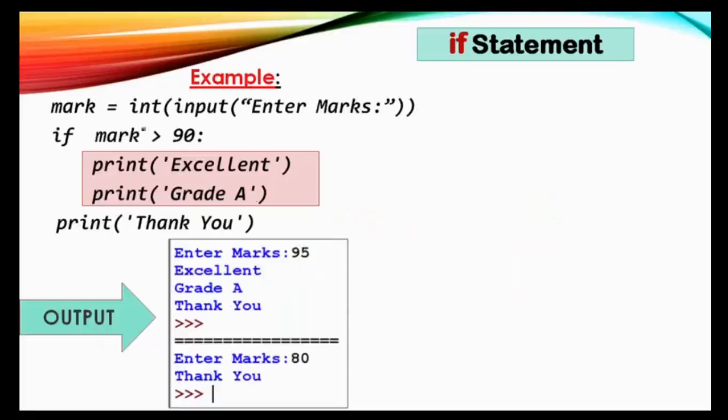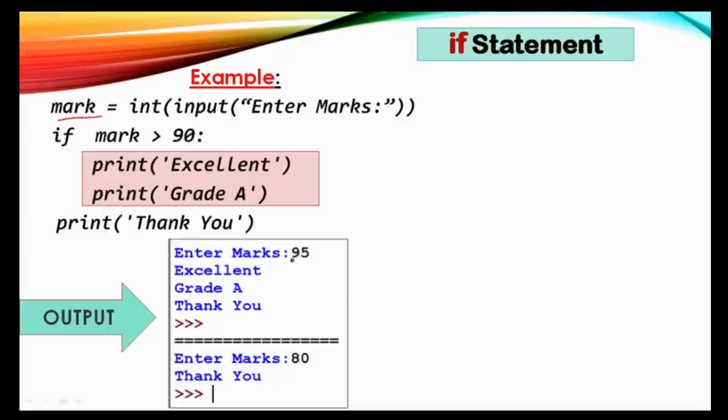Some examples are given. In this program, we are inputting a mark: mark equals int of input, enter mark. The condition evaluated is if mark greater than 90, and then we put a colon. Print excellent, print grade A. That is, if the mark is greater than 90, we display excellent and grade A. After that, print thank you. A thank you message should be displayed.